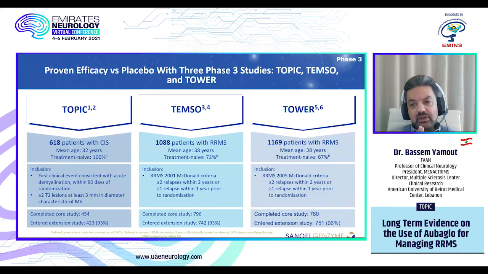So Aubagio has been studied through three main studies. The TOPIC trial, which was for CIS patients at the time, but using the 2005 McDonald criteria. So most of those patients now are basically early RRMS. And finally, the TEMSO and the TOWER trials, which were RRMS patients in randomized controlled trials versus placebo.